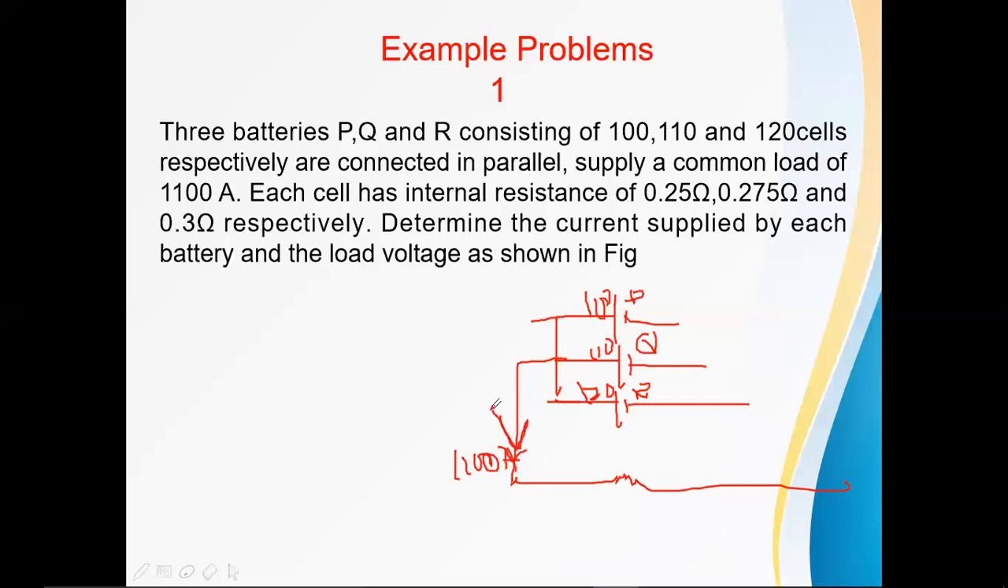So the load current is 1100 amperes, given as outgoing current. Then he also gave that each cell has an internal resistance of 0.25 ohms, 0.275 ohms, and 0.3 ohms respectively. You should write these in chronological order. So first add 0.25 ohms, next add 0.275 ohms, and next add 0.3 ohms.